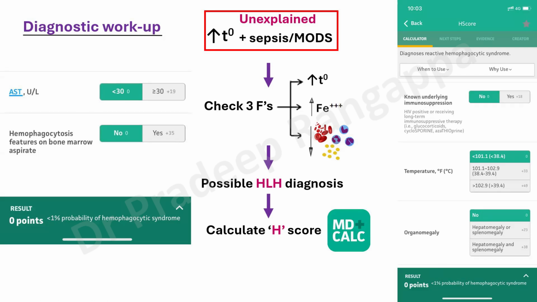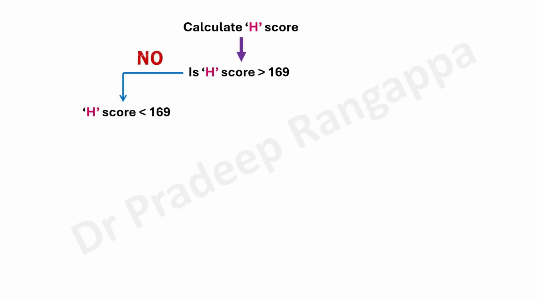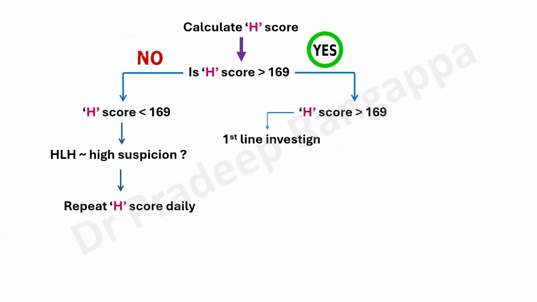The number you need to remember is 169. Whether your H score is more than 169 or less than 169. If it is less than 169, you have to ask yourself whether your index of suspicion is still there for HLH. Then keep repeating the H score daily. That's all. Use your app, MDCalc, and keep doing this score every day if you're still suspecting there is HLH. If the H score is more than 169, then you have to start ordering other investigations for HLH.